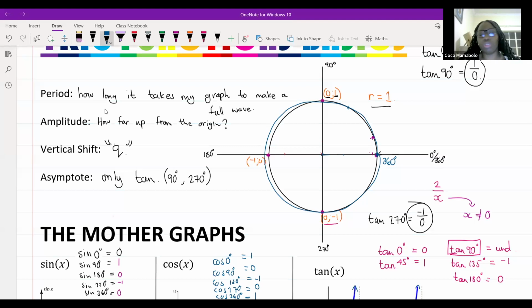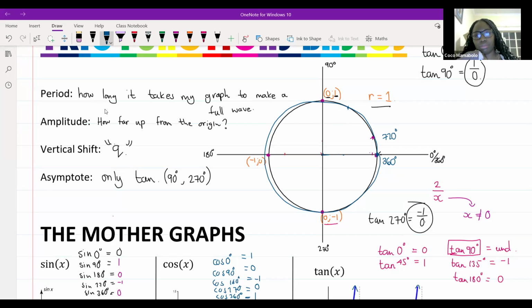Okay. Now, let me ask you guys, where would I land if I went to 720 degrees? What would that tell me? Think about it carefully. I know a full revolution is 360 degrees. If I had to go 720 degrees, where would that put me?